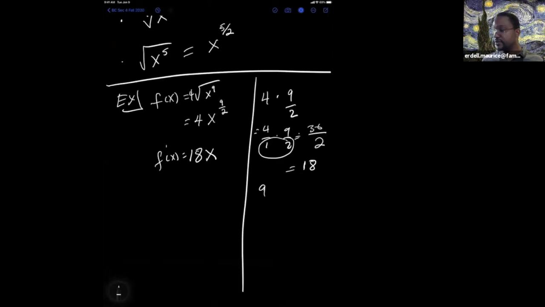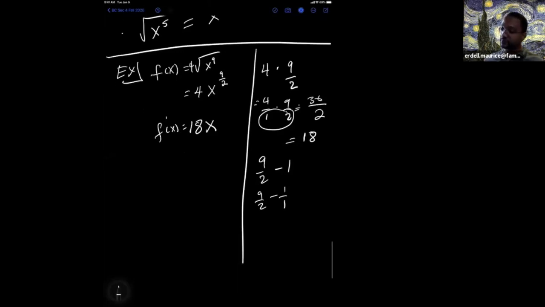So 9 over 2 minus 1. 9 over 2 minus 1 over 1. Again, I've got to make them both fractions before I can attempt this. But again, when I'm adding or subtracting fractions, I have to make the denominators the same. And so I'm going to write this as 9 over 2 minus 2 over 2. Right? 2 over 2 is the same thing as 1, correct?